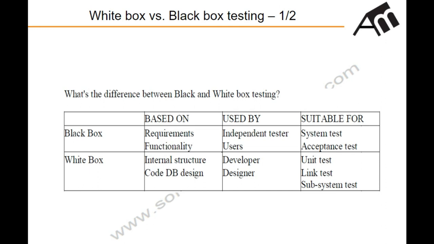What are the differences between white box and black box testing technique? Black box technique derives test cases based on requirements of the module, mostly used by independent test users. They are suitable for system test and acceptance test. White box technique derives test cases based on internal structure of the code, mostly used by software developers. They are suitable for unit test and subsystem test.